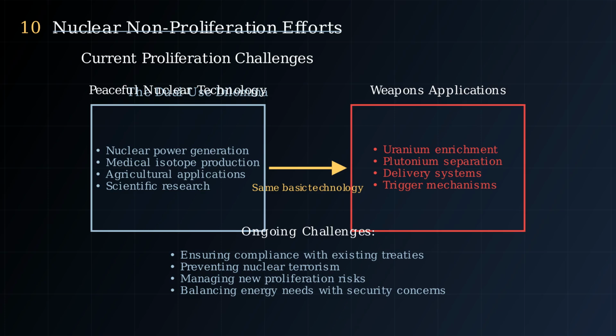These include ensuring compliance with existing treaties, preventing nuclear terrorism, managing new proliferation risks, and balancing countries' energy needs with global security concerns.